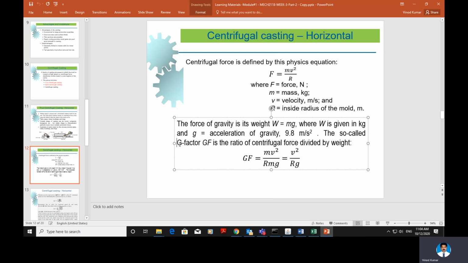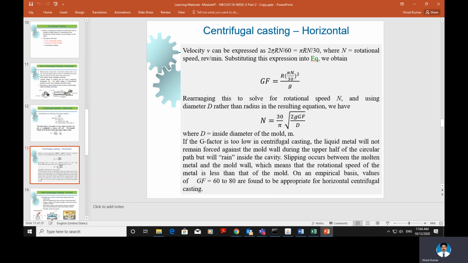So we have a factor called G factor, which is the ratio of centrifugal force F divided by weight. F is mv²/r and weight is mg. So when you calculate the ratio, you will get v²/(rg). Velocity can be expressed as 2πn/60 times r, or 2πrn/60. We get πrn/30 as the velocity. When we substitute it for velocity here, the G factor is (πn/30)² times r divided by g.